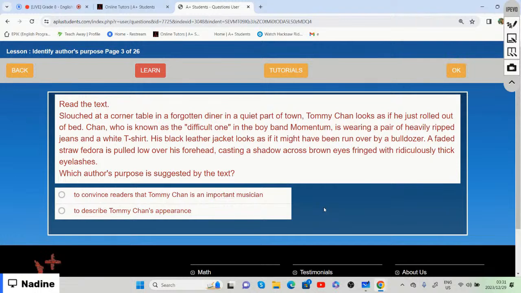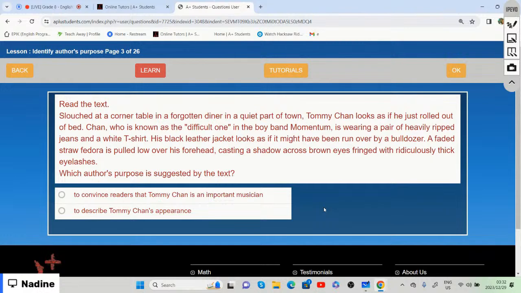All right, so now we're going to read another text. It says, slouched at the corner table in a forgotten diner in a quiet part of town, Tommy Chan looks as if he just rolled out of bed.